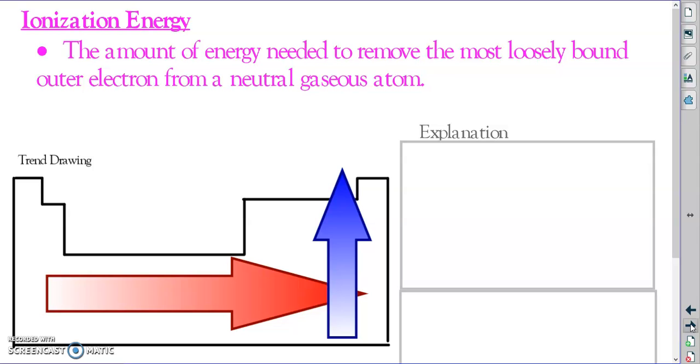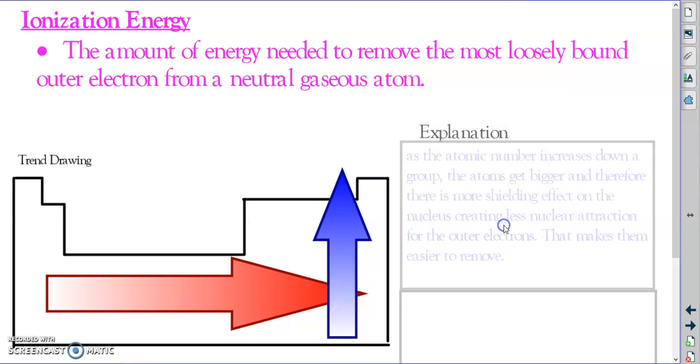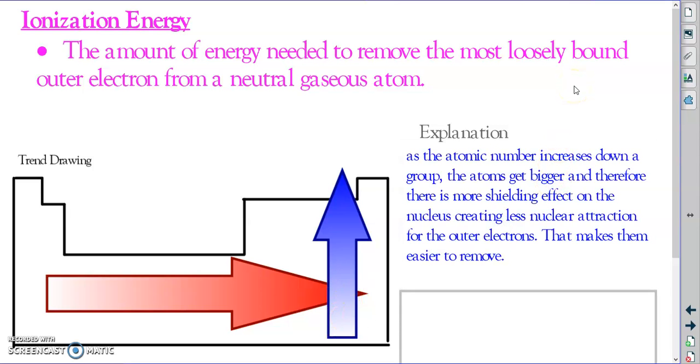So the bigger the atom, the easier it is. As we remember, we went top to bottom, so as the atomic number increases down a group, the atom got bigger. Therefore, because the atoms get bigger, there's more shielding effect, so it makes it easier to remove those outer electrons. The largest atom will be found over in the bottom left corner. The smallest atom will be found in the top right corner. So for the smallest, it's going to be very difficult to remove an electron. The largest, down here at the bottom, it's going to be very easy to remove an electron.